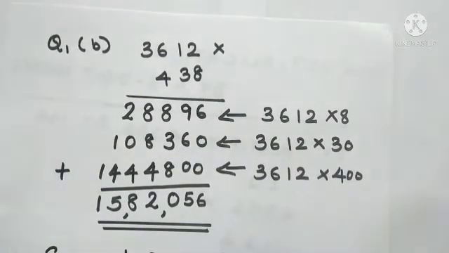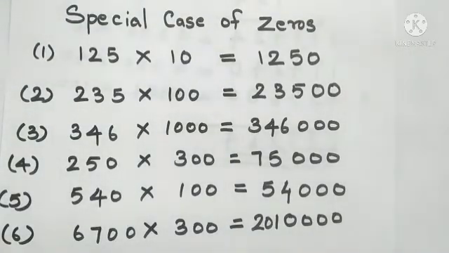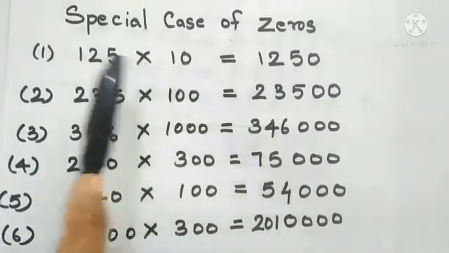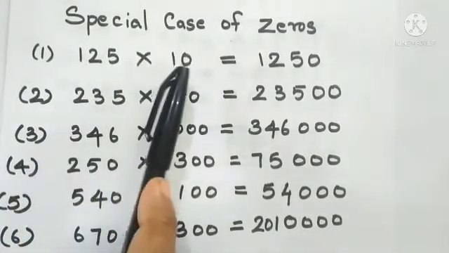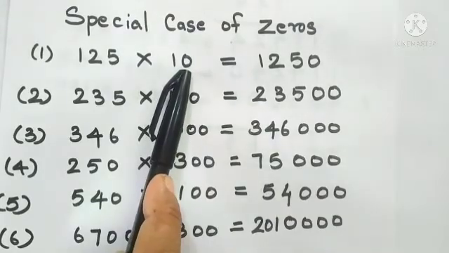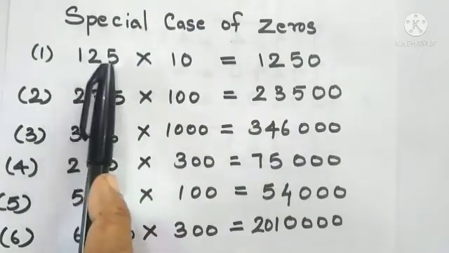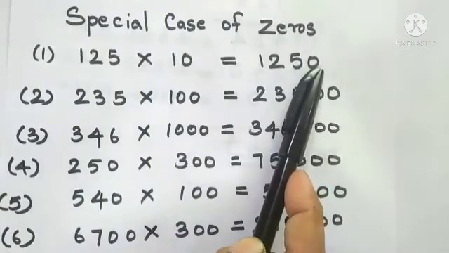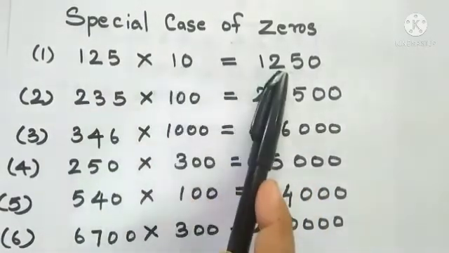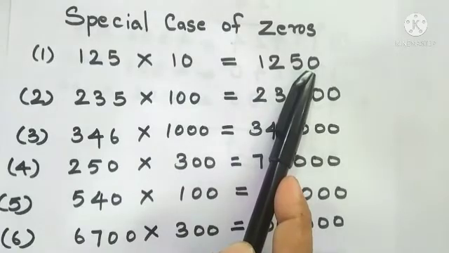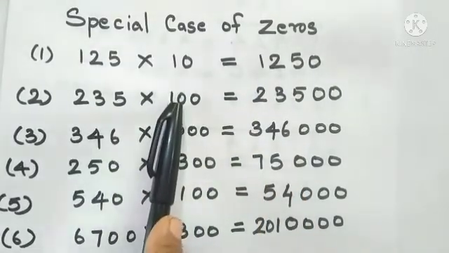Okay, children, you understood? Next, our topic is the special case of zeros. While we multiply a number with zeros over 1, that means 10, 100, 1000, etc., we can multiply like this. Very easy. Here 125 into 10. How many zeros in 10? 1 zero. So you write 125 with 1 zero. Therefore, this number into 10 will get 1250.